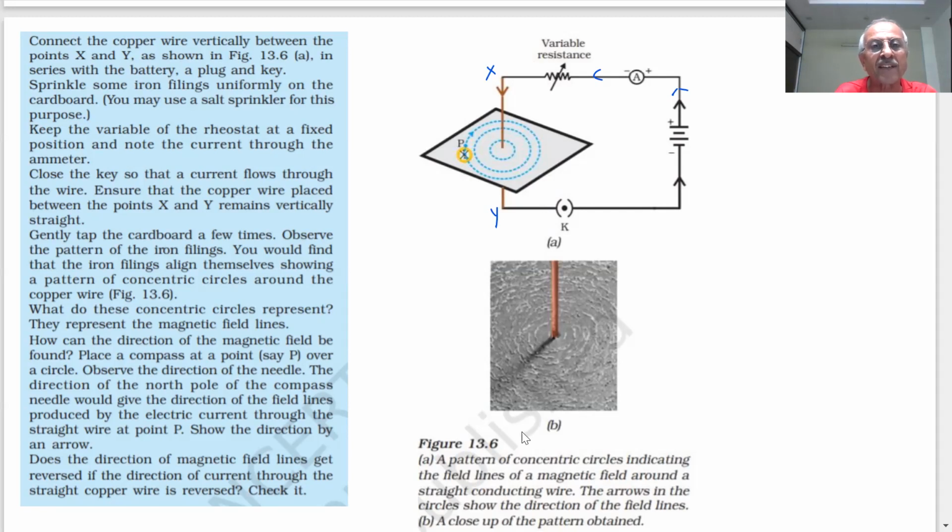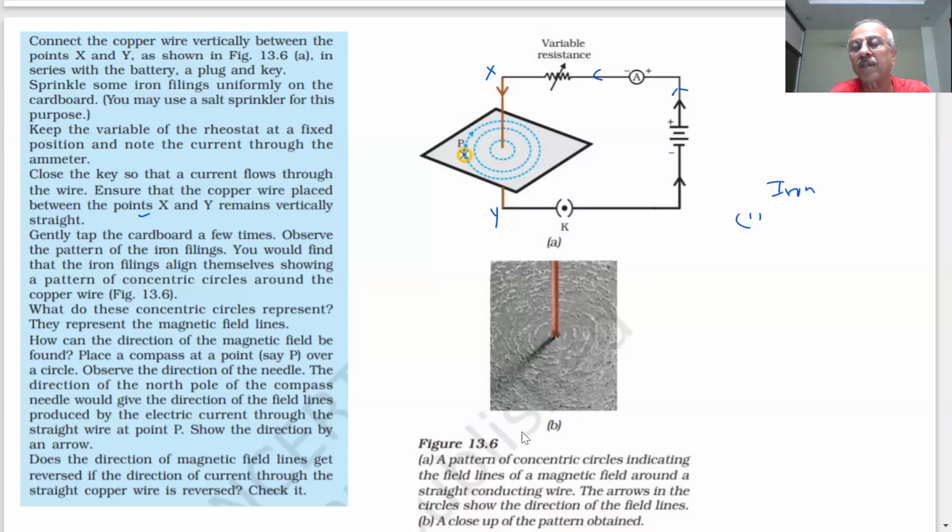Close the key. As the current flows through the wire, ensure that the copper wire placed between remains vertically straight. Make sure this wire is vertically straight. Gently tap the cardboard a few times. Observe the pattern of iron filings. You would find that iron filings align themselves, showing a pattern of concentric circles.